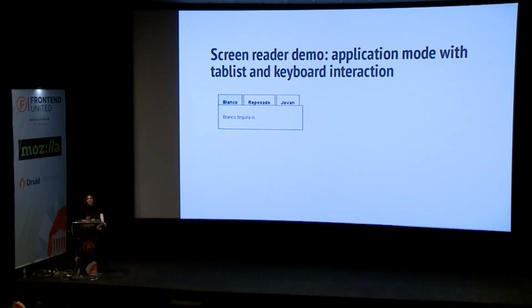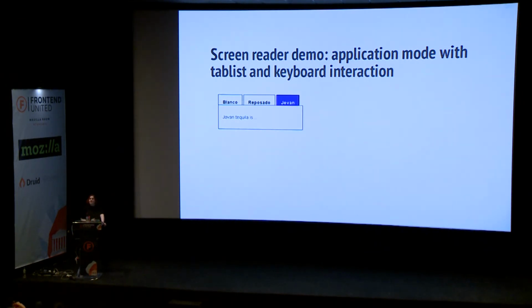So this is how it works out in practice. Tab, blanco tab selected, use JAWS key plus Alt plus M to move to controlled element. Reposado tab selected, use JAWS key plus Alt plus M to move to controlled element. Joven tab selected, use JAWS key plus Alt plus M to move to controlled element.